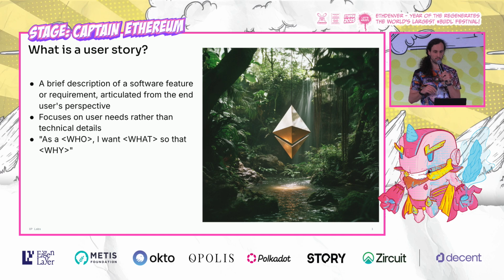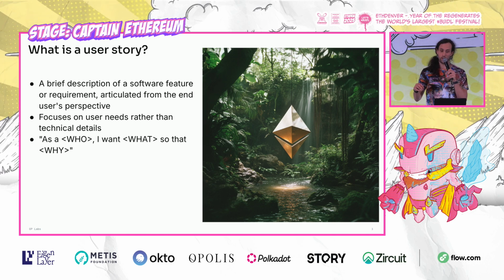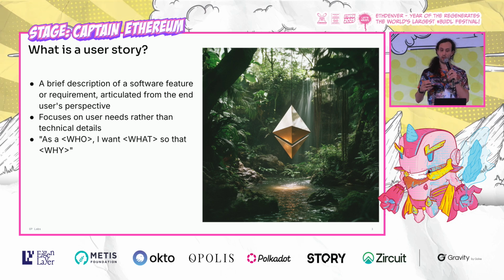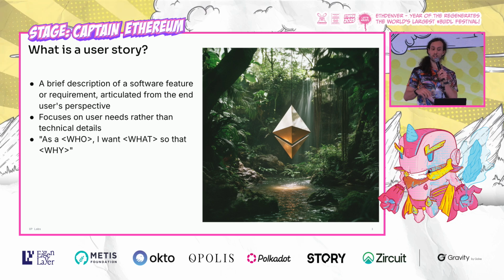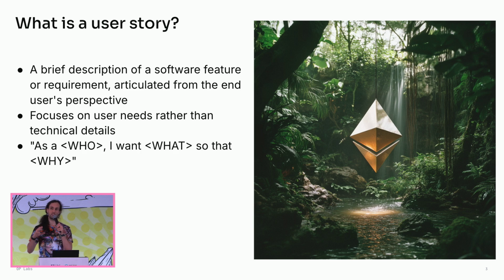So let's start off with talking about user stories. A user story is a description of a software feature articulated from the end user's perspective. It focuses on what a user needs rather than the technical details. So this is the important point. In Ethereum, we love to talk about the technical details. But here, when thinking in terms of user stories, we want to focus on the user needs. We want to solve real problems for real users.